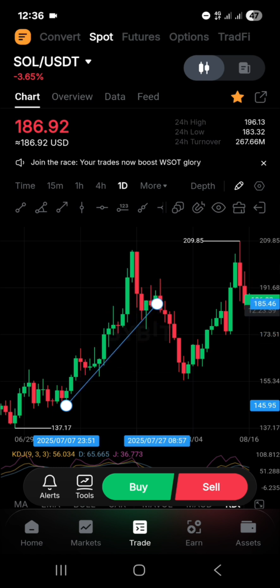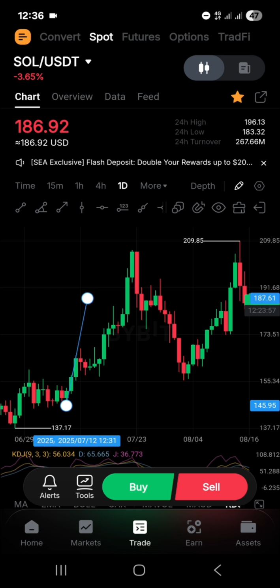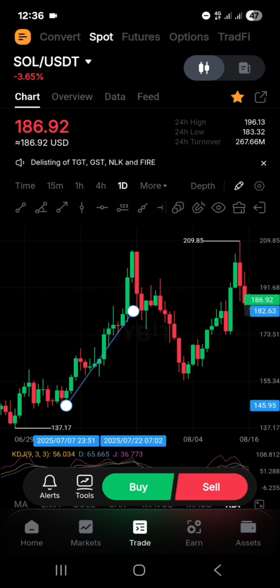This was the guy that created the retest. This was the major trend line. It was like the major resistance line. You get me, this line was the major resistance line. So this guy came downward.